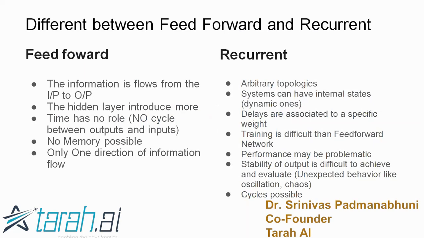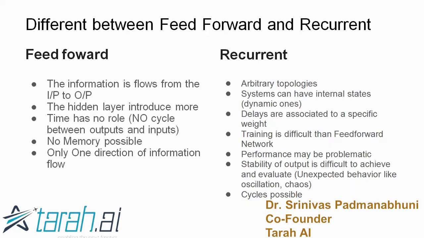Let's briefly look at what the expectations are and what kind of issues may arise when we work with recurrent neural networks versus feed-forward neural networks. In feed-forward networks, as we know, information always flows from input to the output layer. Whereas in recurrent neural networks, we usually are allowed arbitrary topologies. Please note this: arbitrary topologies also means multiple directions of flow.